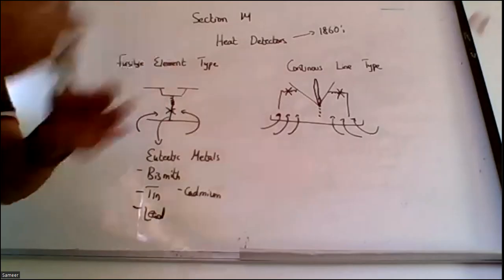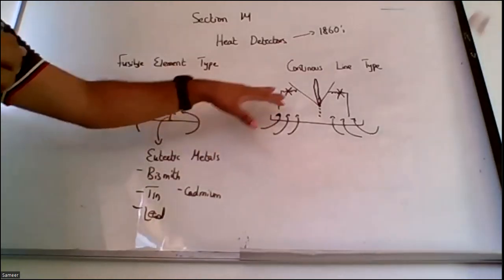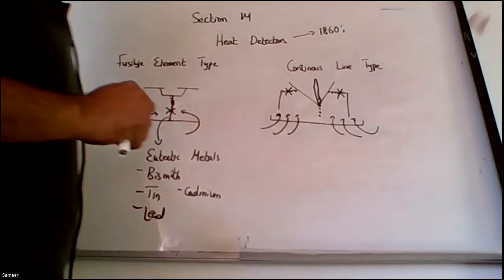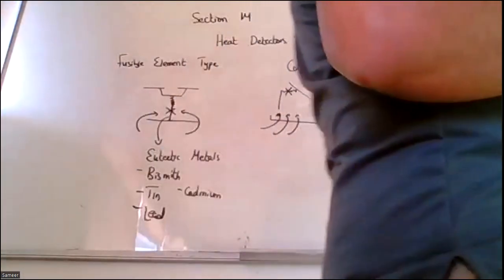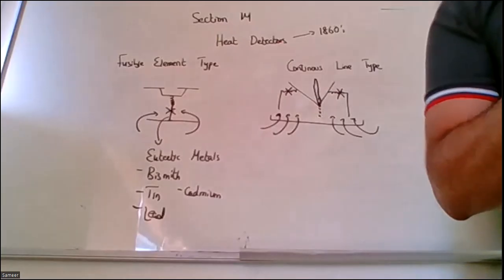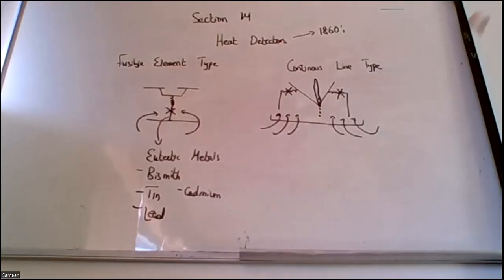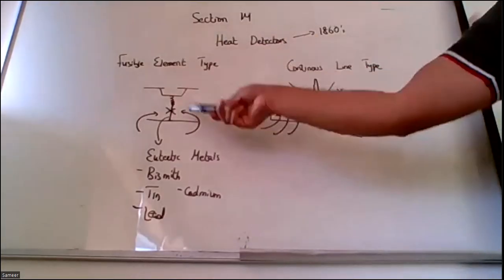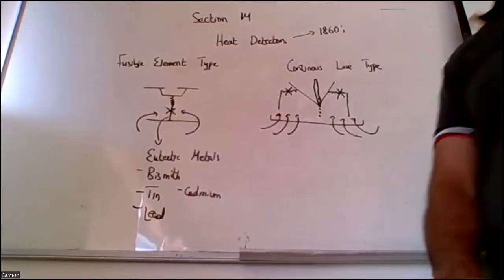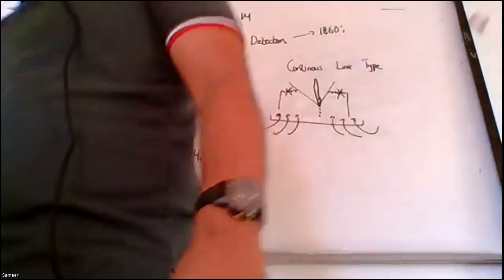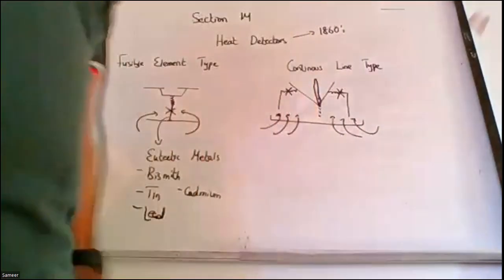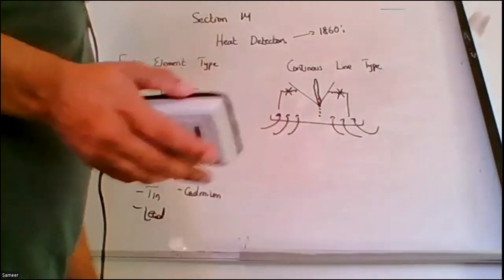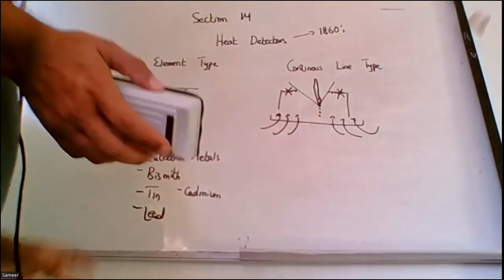If the temperature on both sides has reached the threshold limit, then only the detector is going to operate. That is the continuous line type of the heat detector. The problem with these detectors is that once they operate, the whole chamber needs to be replaced. That's why these detectors were quite costly, and any false activation will also require us to change the whole chamber.